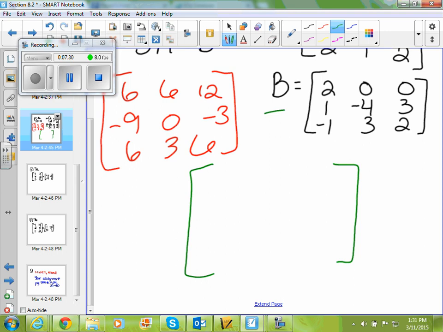Alright, so 6 minus 2 is 4, 6 minus 0 is 6, 12 minus 0 is 12. Negative 9 minus 1 is negative 10. 0 minus negative 4 is 4. Negative 3 minus 3 is negative 6. 6 minus negative 1 is 7. 3 minus 3 is 0, and 6 minus 2 is 4.